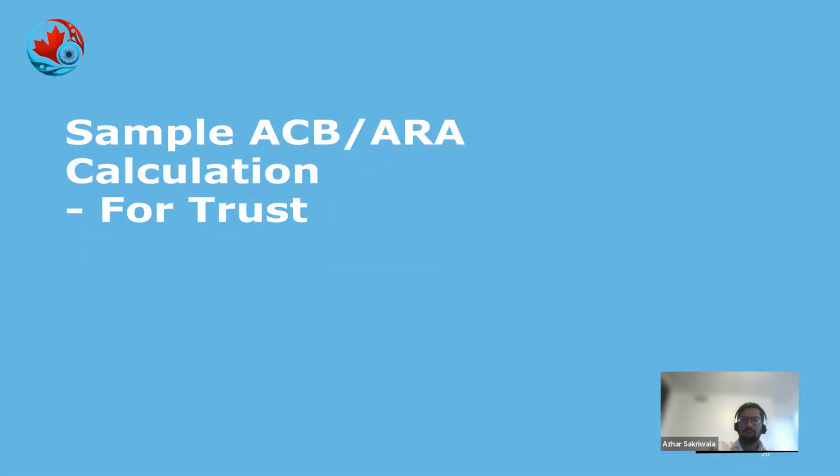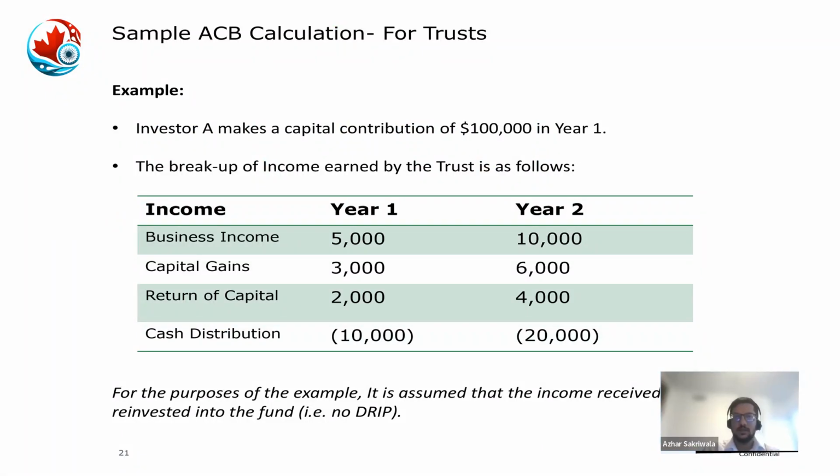Now coming on to sample ACB ARA calculations for trusts. For a trust, it's relatively simple. Any investments that you make become the cost of the trust, but any distributions that are made are a grind down or a reduction in the value of the investment in the trust.